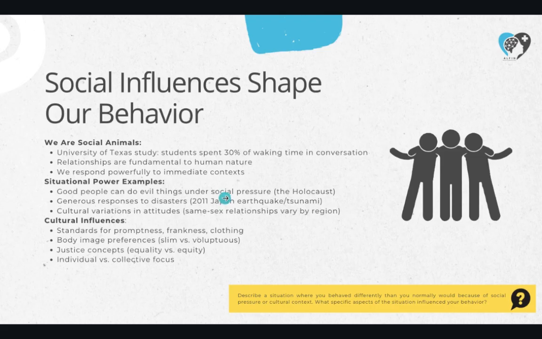And we also see the opposite. There are generous responses to disasters like the 2011 Japan earthquake and tsunami, where people were helping each other. Very altruistic, a remarkable altruism that happened during that disaster in Japan. So you see, cultural influences are everywhere, though we often don't notice them.